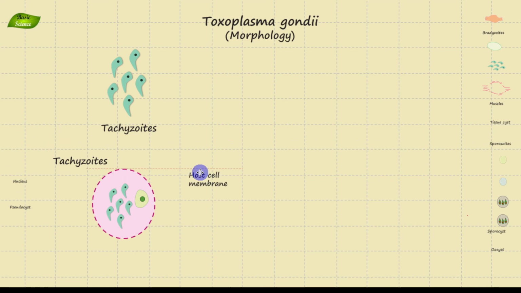Next is the host cell membrane. As I told you, this is the host cell membrane, and this is basically getting affected by the parasite and getting damaged. That is also one of the reasons it's called pseudocyst. And these are the tachyzoites. So they are labeled now, so you can actually see them. This is the nucleus, so I do have the label for that one.